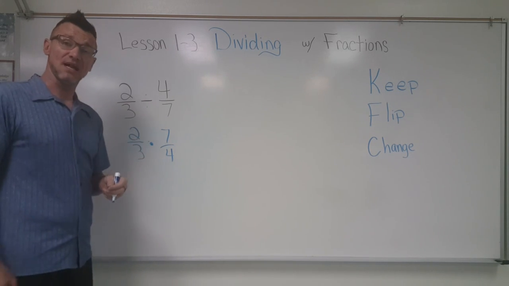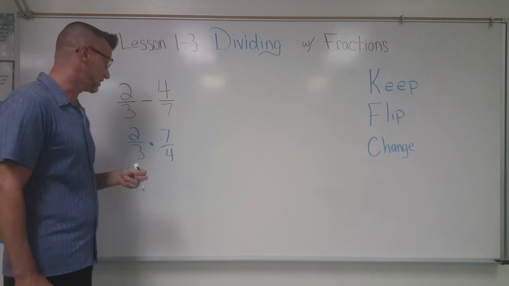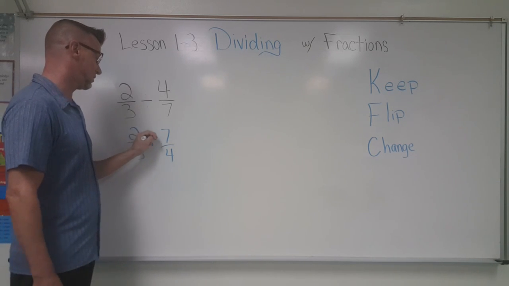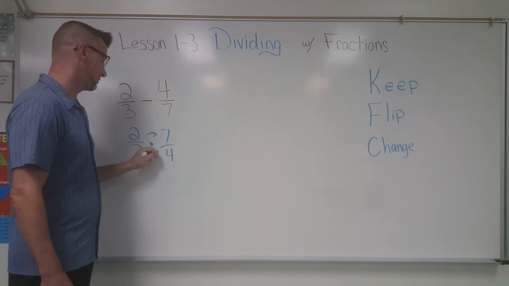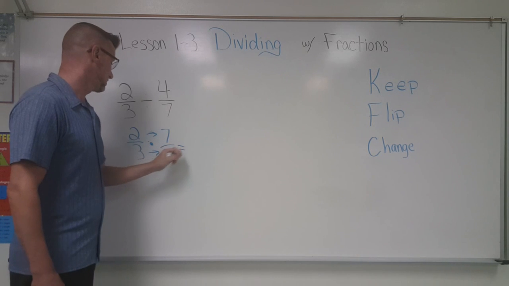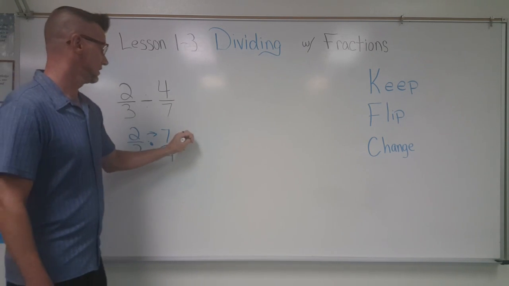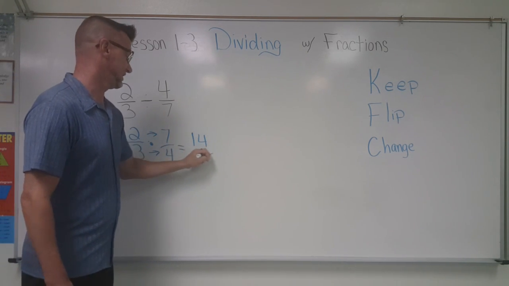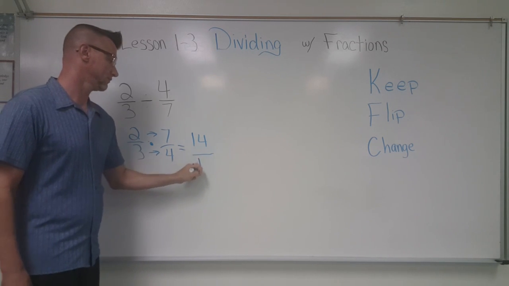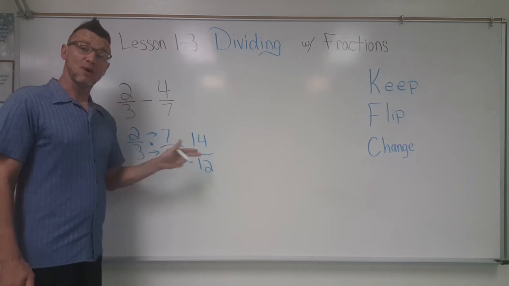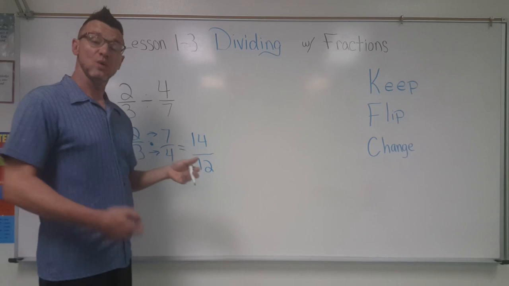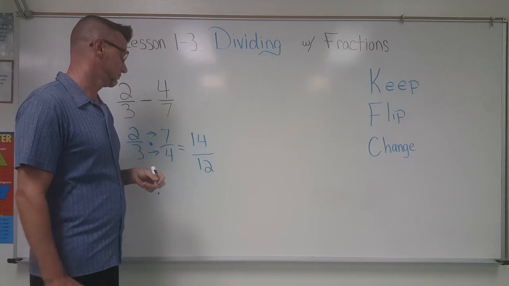Now, as we saw in my last podcast, multiplying with fractions, this is a simple part because all we do is we multiply straight across. So 2 times 7 is 14. 3 times 4 is 12. Now, both of those numbers are even, so we know that we can simplify this more.